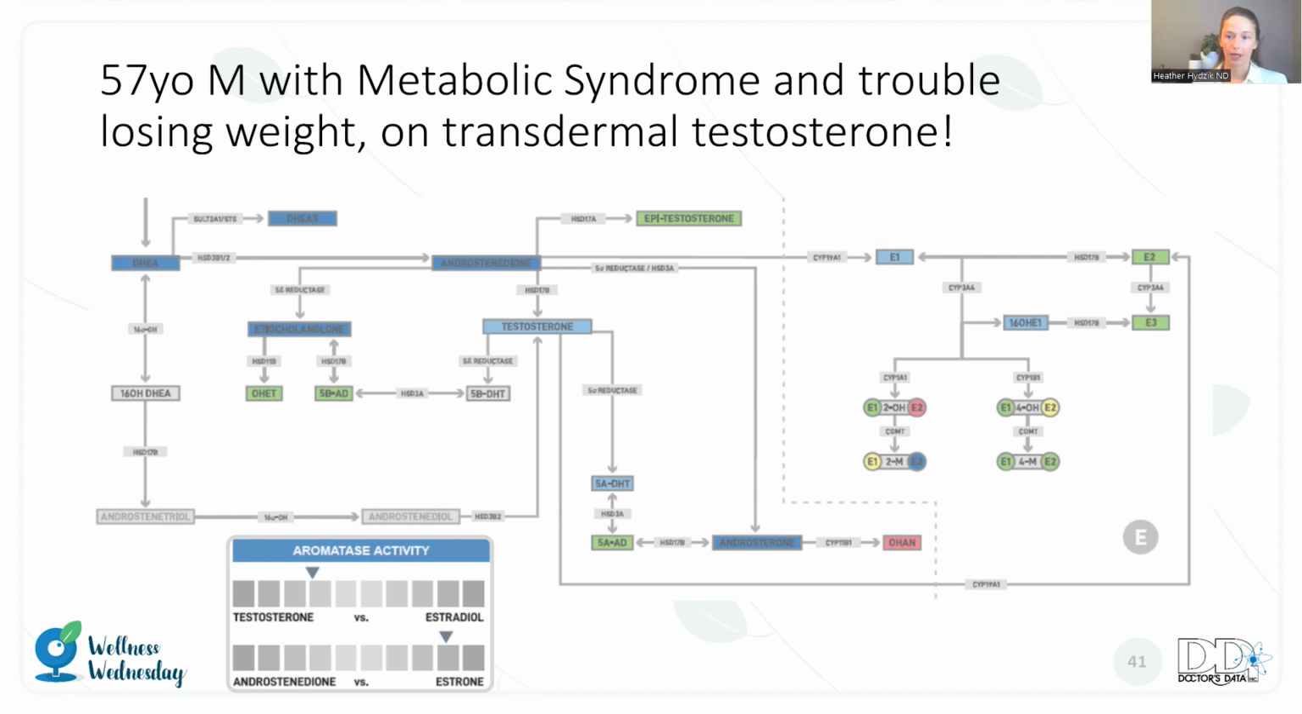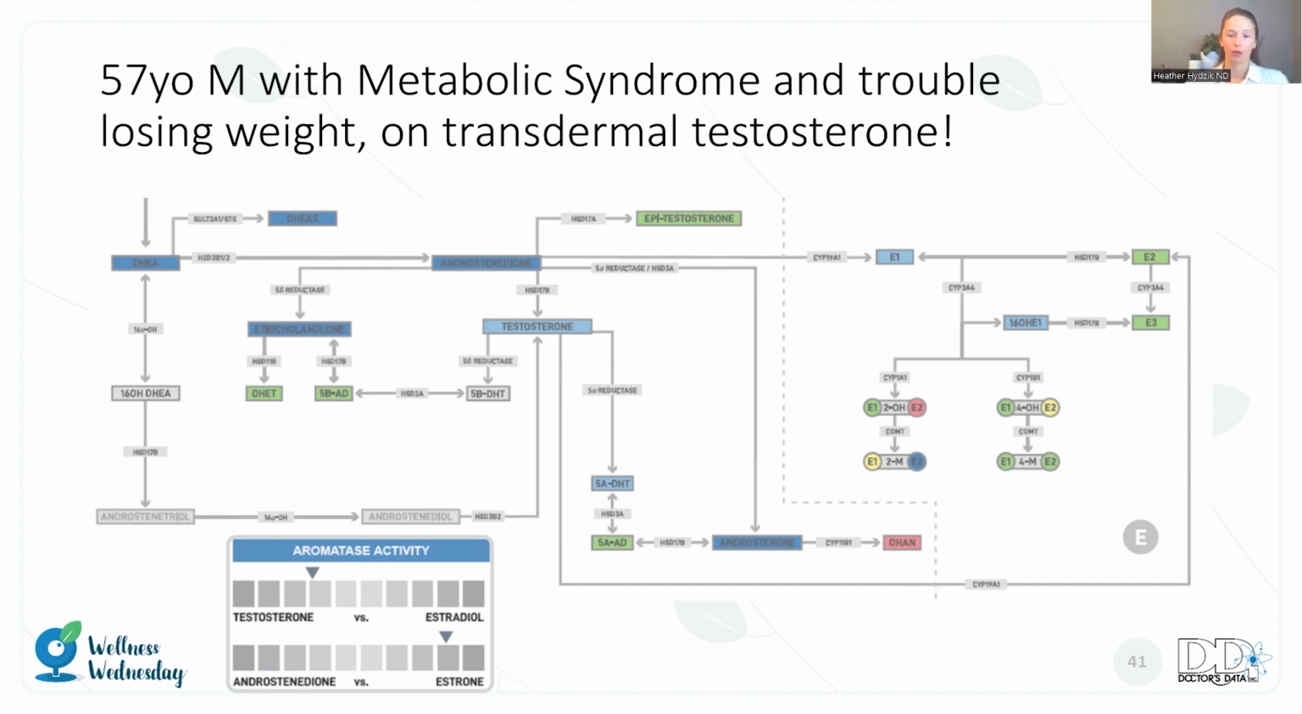This is a complicated case, but I just wanted to show you a few things about it. It's a 57-year-old male with metabolic syndrome, trouble losing weight, and he's on transdermal testosterone. The main actionable finding I want to highlight here is the excess aromatase activity. If you look down here, too much conversion. So for a case like this, you might think about natural aromatase inhibiting herbs and supplements like chrysin, progesterone supplementation, and then also addressing factors that contribute to excess aromatase, metabolic syndrome specifically.